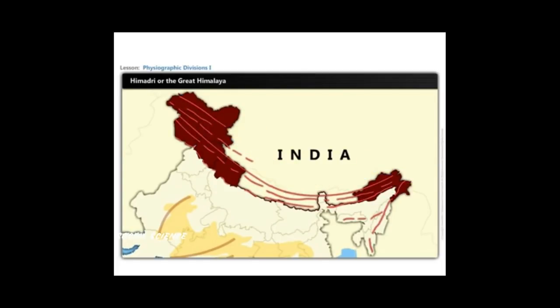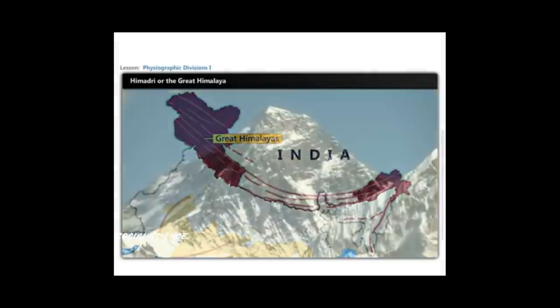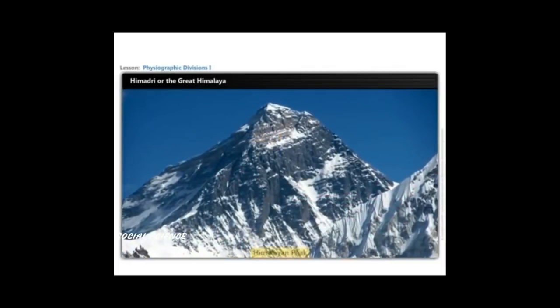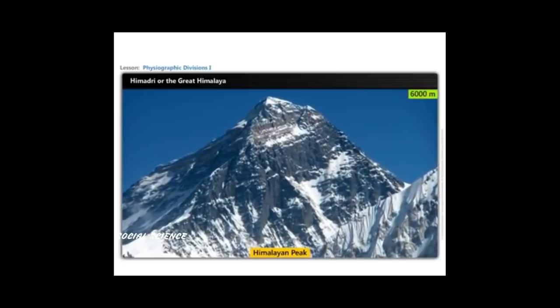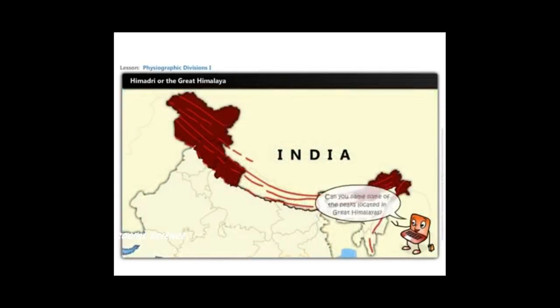The Himalaya consists of 3 parallel ranges: the Great or Inner Himalayas or the Himadri, Himachal or Lesser Himalaya, Shivaliks. The northernmost range is known as the Great or Inner Himalayas or the Himadri. It is the most continuous range consisting of the loftiest peaks with an average height of 6,000 meters. Can you name some of the peaks located in Great Himalayas?